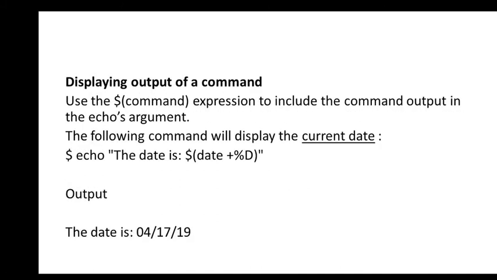Next, displaying the output of a command. Use the command substitution expression to include the command output in the echo argument. The following command will display the current date. Echo, the date is $(date +%d). It will show the current date.